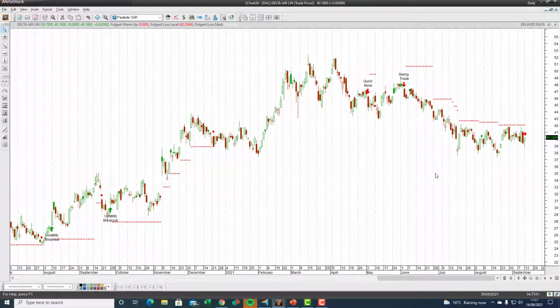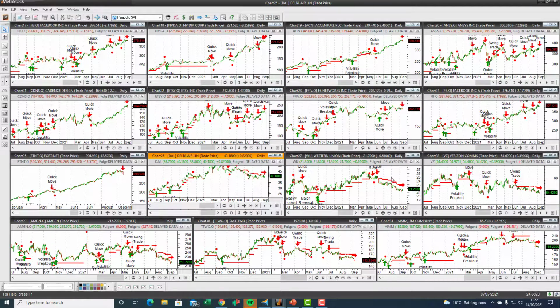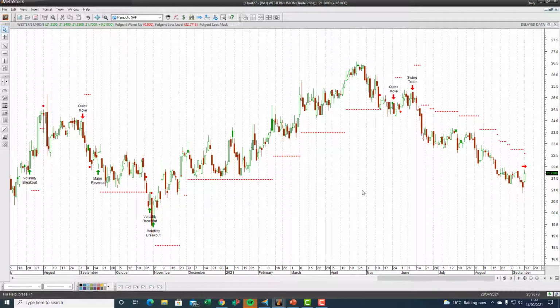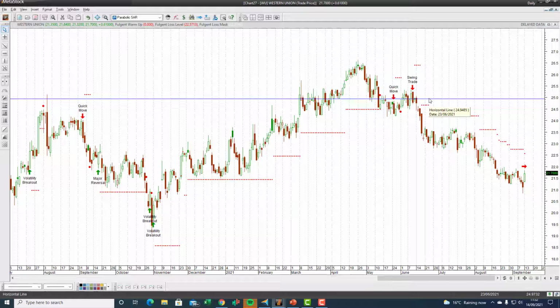Delta Airlines. Now, this swing trade's worked out very well. You can see back in June it was a short, and then it's still in a short position here on Delta Airlines. So this short's worked out beautifully. So fantastic trade there on Delta Airlines. Western Union, also a fantastic short. There was an entry point here on this swing trade short, so swing trades can last a couple of days to a couple of weeks. And there we go, in at 24.94, and it's now 21. So that trade worked out beautifully.